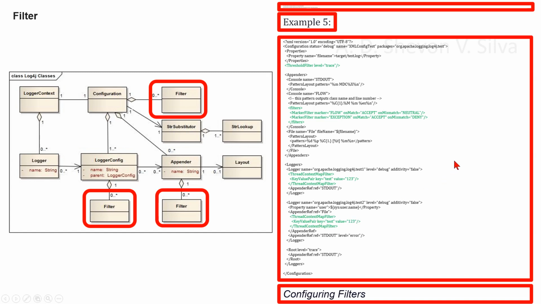Although only a single filter element can be configured, that element may be a filters element which represents the composite filter. The filters element allows any number of filter elements to be configured within it. This example shows how multiple filters can be configured on a console appender.